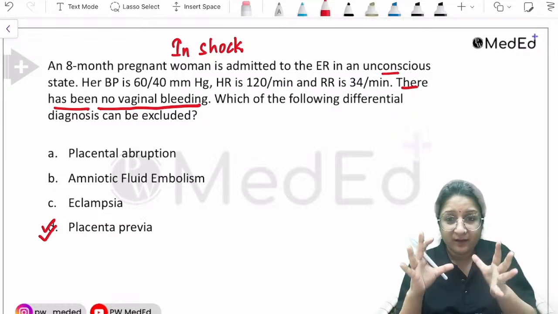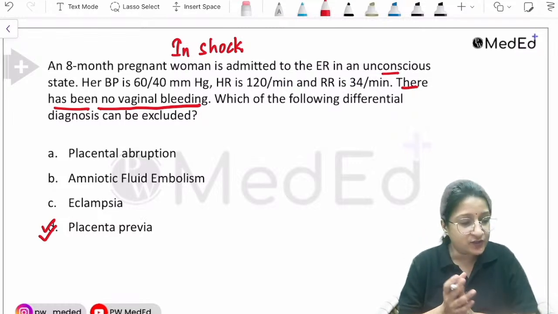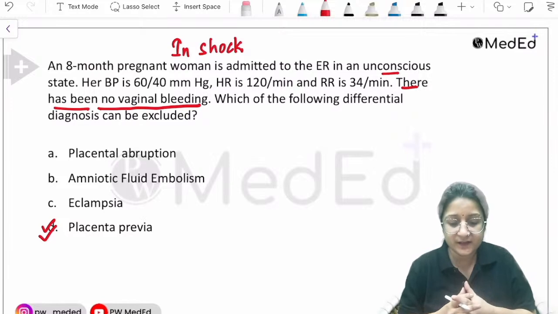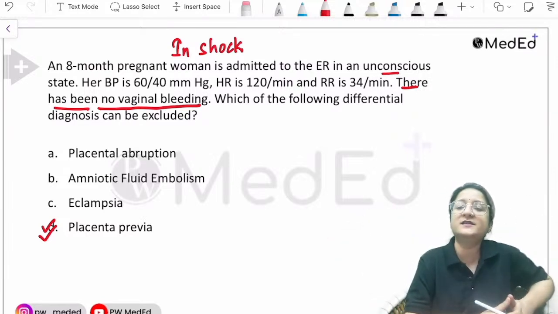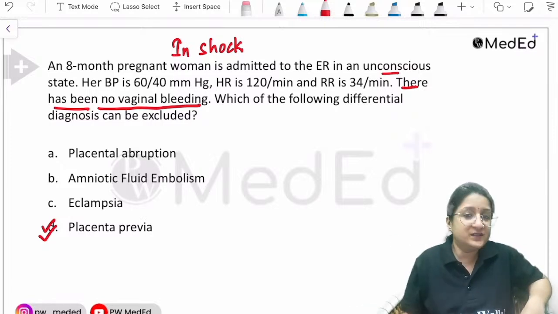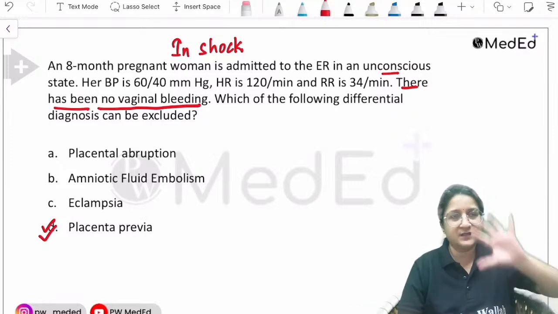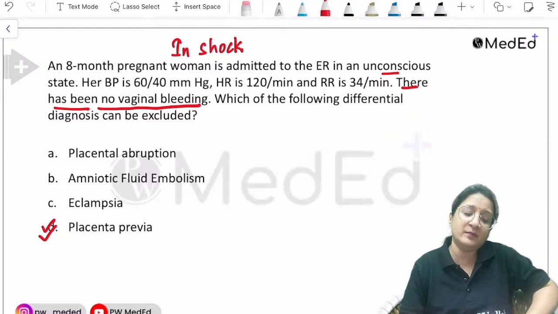So I like such kind of questions, they're nice to interact with, they make you think a lot, they make you think about different possibilities, and this is what happens in medicine also. A patient comes with a particular scenario and then we have to rule out, keep in mind the different possibilities that can happen.